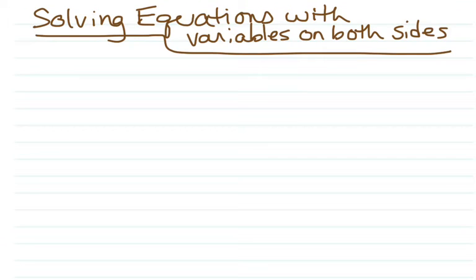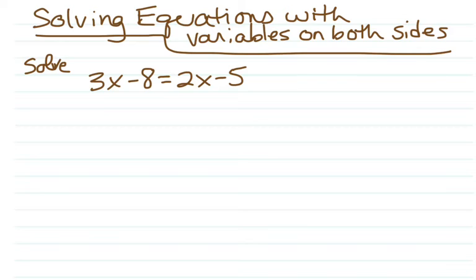Okay, solving equations with variables on both sides. When I say both sides, I mean both sides of the equal sign. So we've got 3x minus 8 equals 2x minus 5. It's important to know there's not one right way to do this.